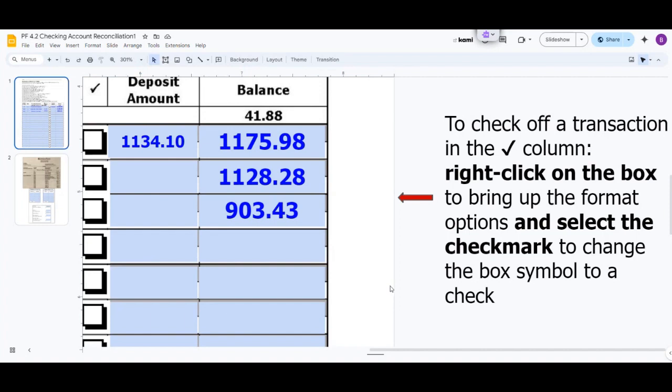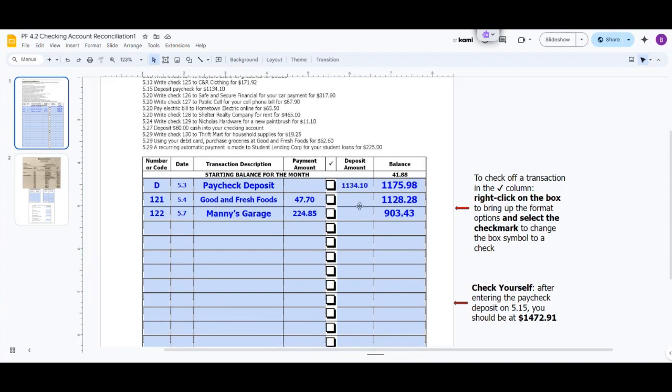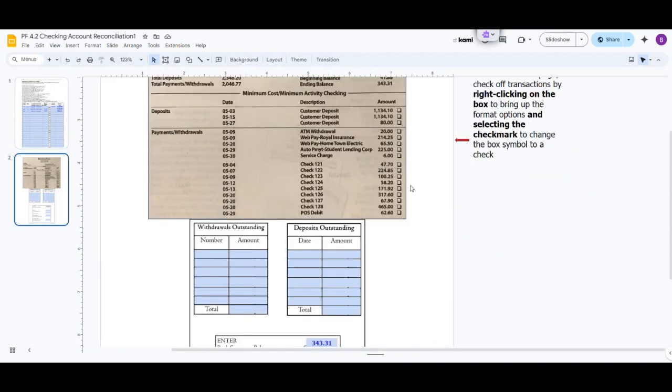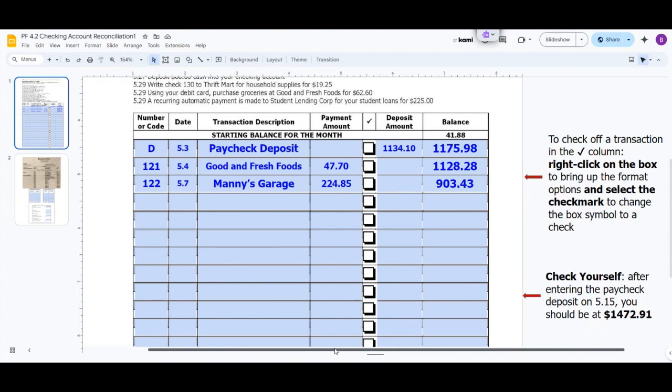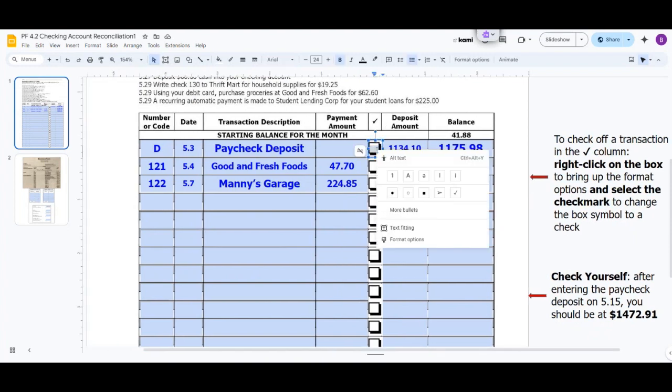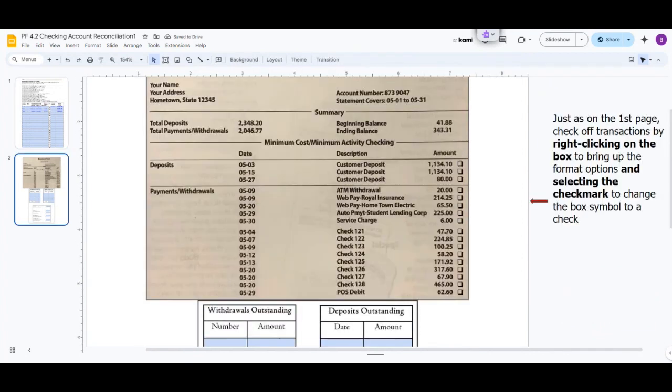So for example, on this first line item, the paycheck deposit for 11/34/10 on the 3rd, if I come over here to the bank's records, I see that paycheck was deposited, or a customer deposit for 11/34/10 on the 3rd. So I can check that off because the bank received that and processed it. So in order to do that, right click, select a check mark, and it becomes a check mark. I do that over here as well. Make sure that I have both sides indicated that I received it, that the bank received it, it's been processed, I've taken care of it.